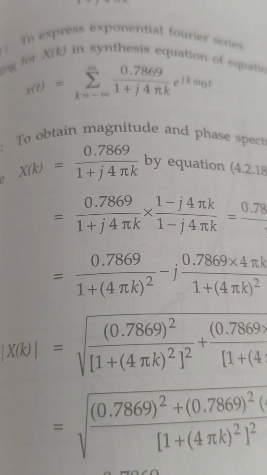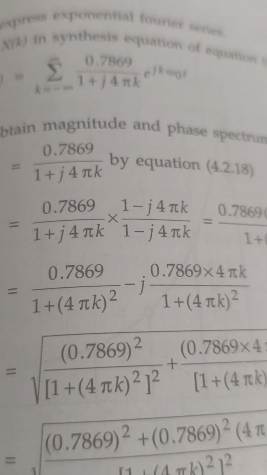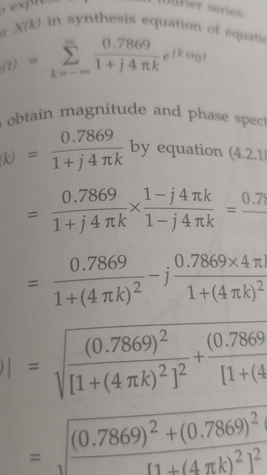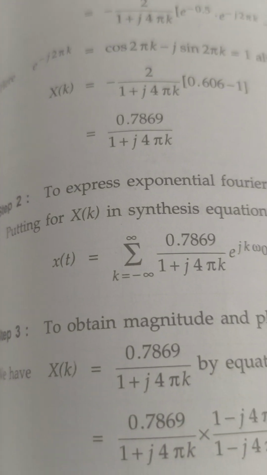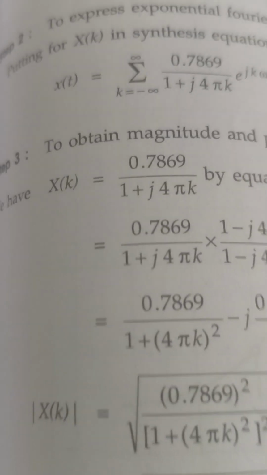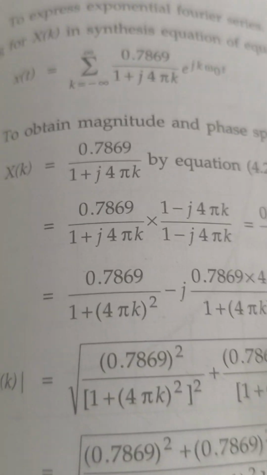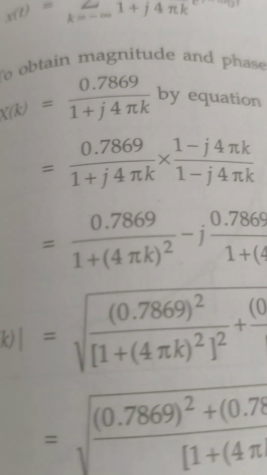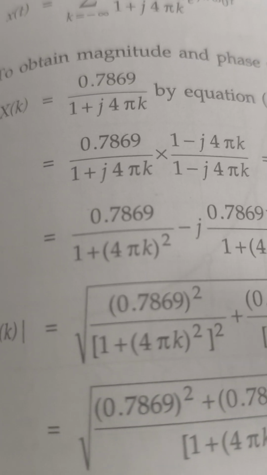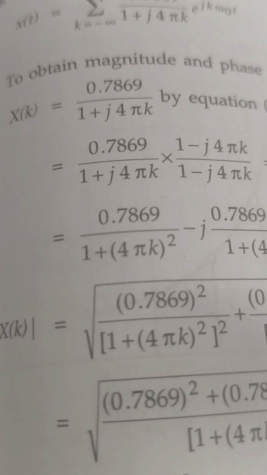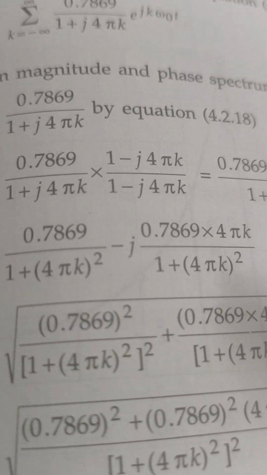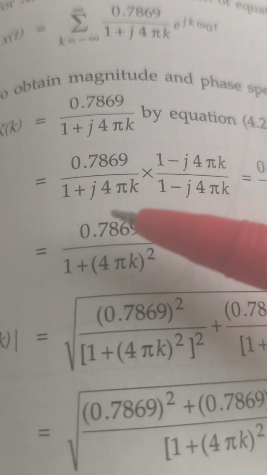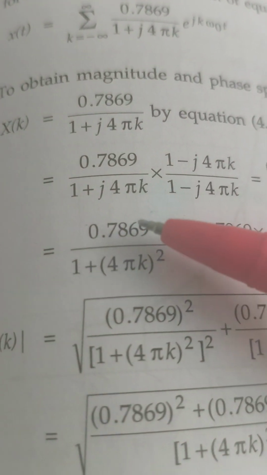We have X of k equal to 0.7869 divided by 1 plus j 4 pi k, by equation 4.2.18. This is the equation of X of k. Take that X of k value from the equation. Here we have 0.7869 divided by 1 plus j 4 pi k.